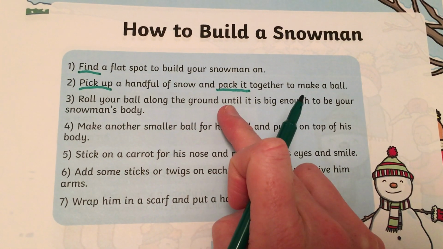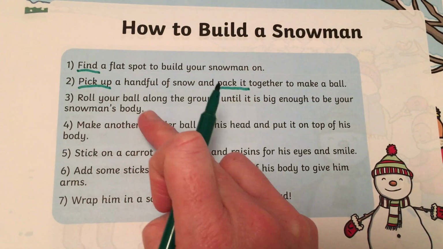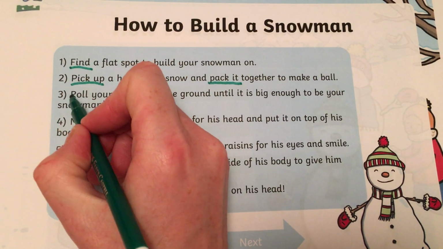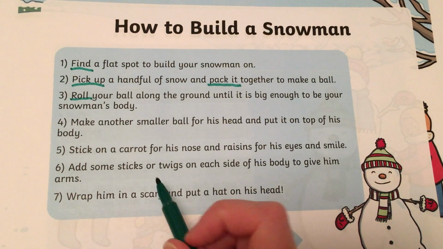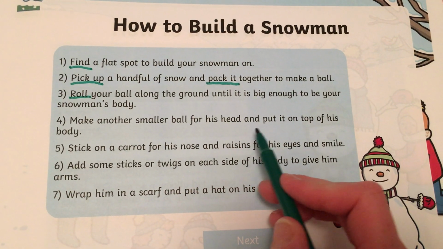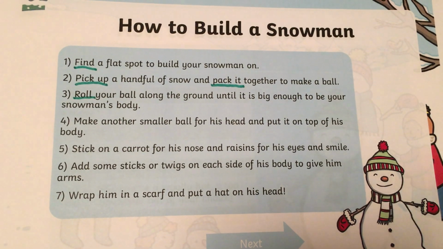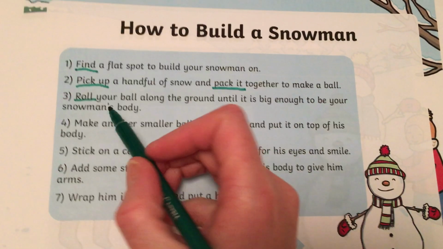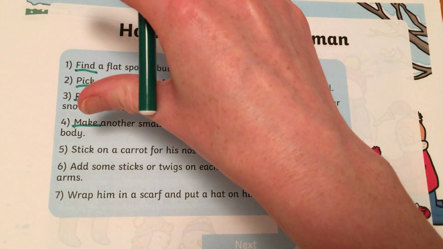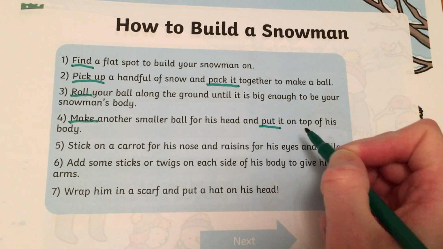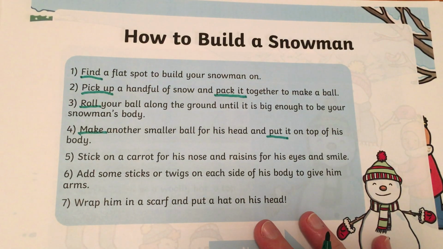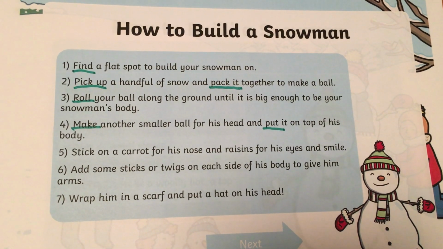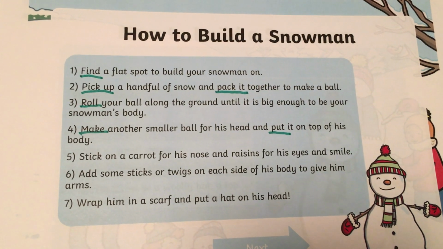Next one. Roll your ball along the ground until it's big enough to be your snowman's body. So what do we have to do? We have to roll, yeah? So that's the bossy verb. Next one, make another smaller ball for his head and put it on top of his body. What do we have to do there? We have to make, in the same way as here. So that's the bossy verb, and then we have to put it on top of his head. So these are all examples of bossy verbs. Now, I'm going to leave that there and explain to you your task for today.